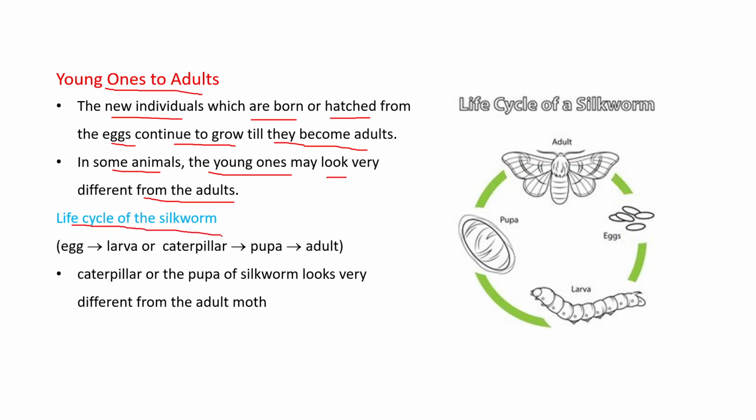Life cycle of silkworm. In the lower classes we have discussed: egg will convert into larva or caterpillar, and this will convert into pupa, and this will convert into adult. The caterpillar or the pupa of silkworm looks very different from the adult moth. You can see this is the life cycle of a silkworm. Just try to see the difference between caterpillar and adult. This is pupa, this is larva, and this is adult. The adult is completely different from this one and this one.